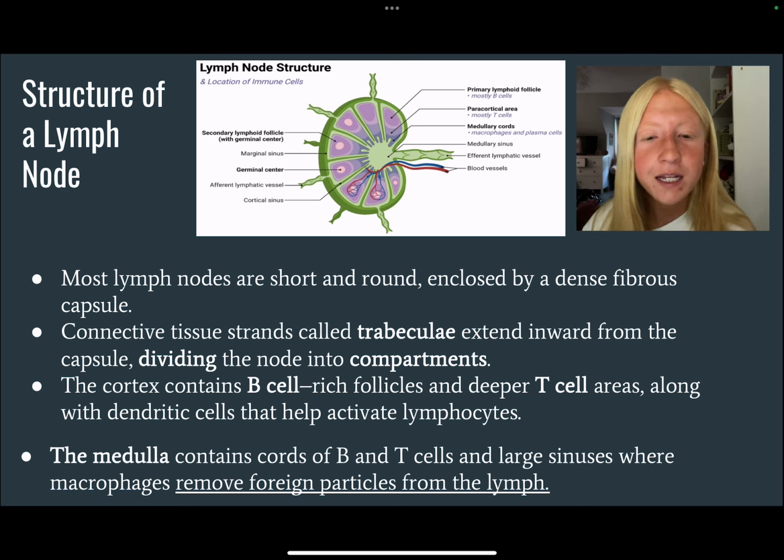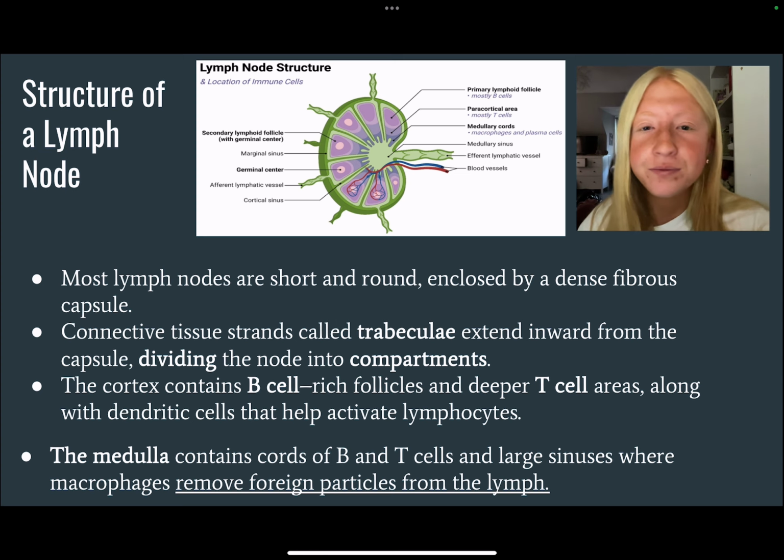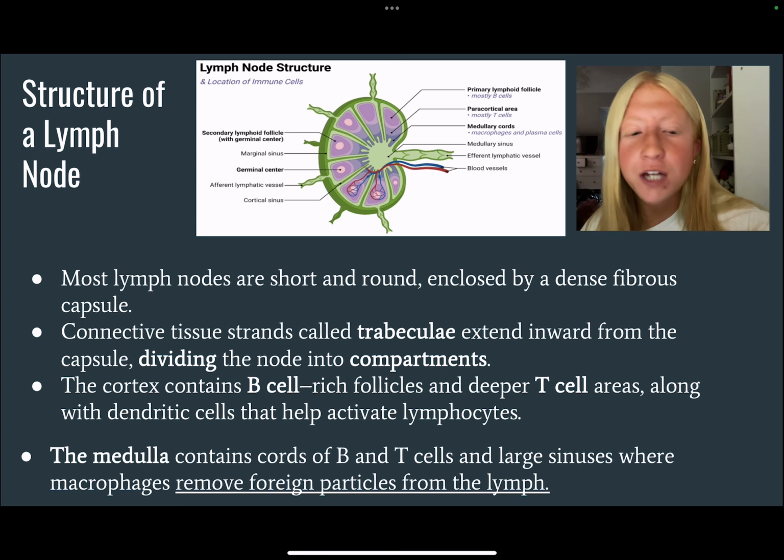The cortex contains B-cell rich follicles and deeper T-cell areas, along with dendritic cells that help activate lymphocytes. The medulla contains cords of B cells and T cells and large sinuses where macrophages remove foreign particles from the lymph.